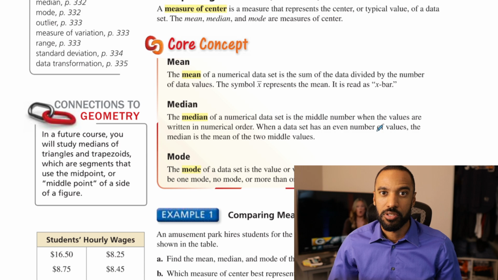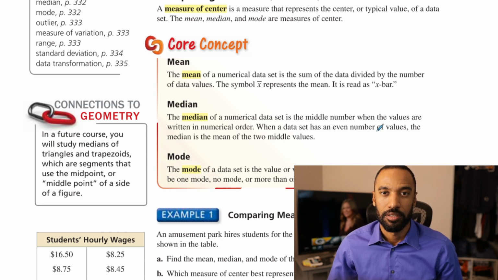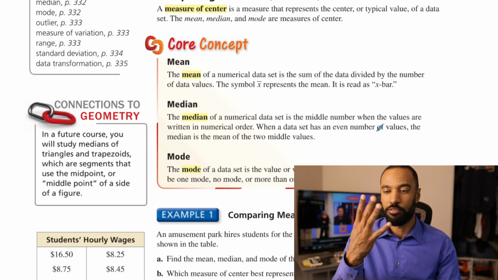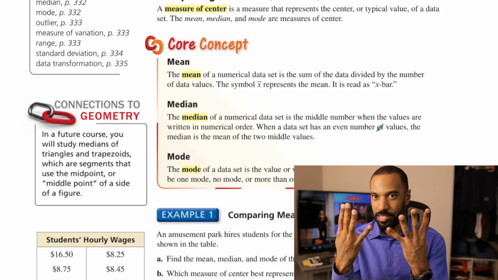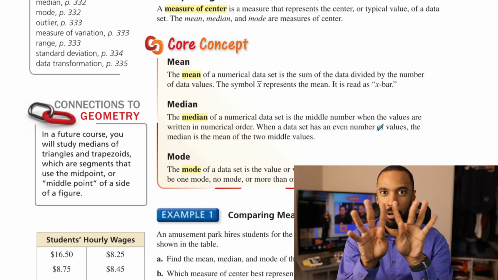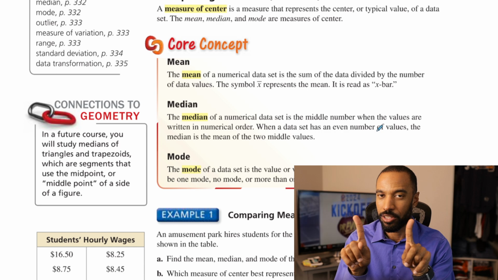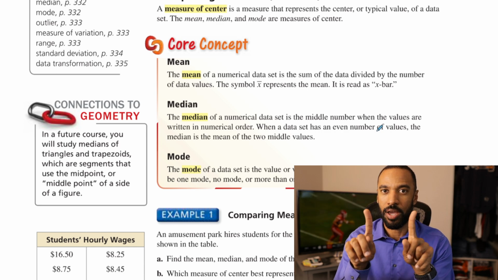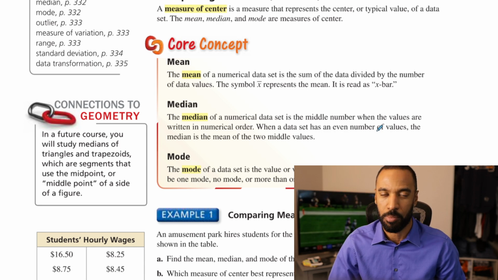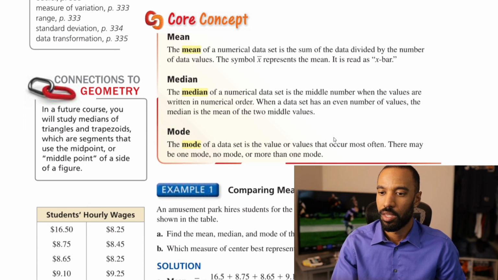Imagine if you had 8 numbers. What's the middle number? It's not the fourth number. 1, 2, 3, 4, 5, 6, 7, 8. There are 8 numbers total. Numbers 4 and 5 are the two middle values. So what's the middle number? You got to average those two values. That'll give us the median.